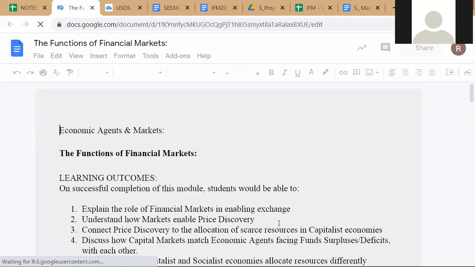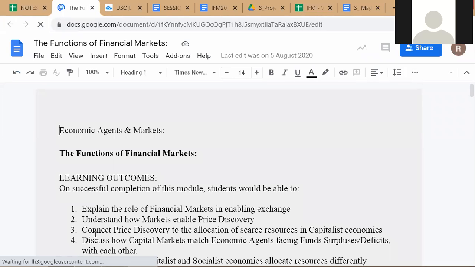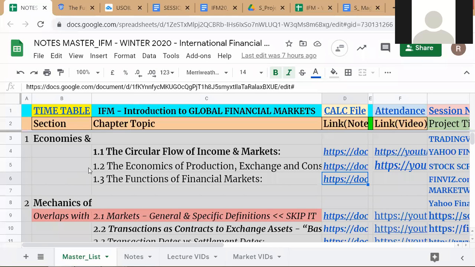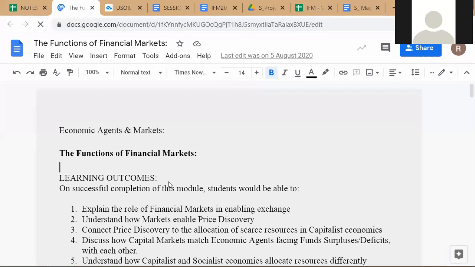Yeah, connect price discovery to the allocation of scarce resources in capitalist economies. So let's understand this concept. You should have read this, because it's all basic notes which you guys should have, but I guess maybe it was not in bold, so people didn't read it. So anyway, let's look at this.